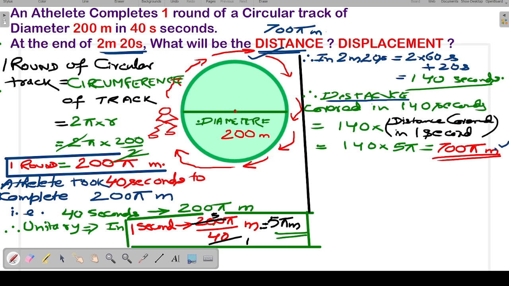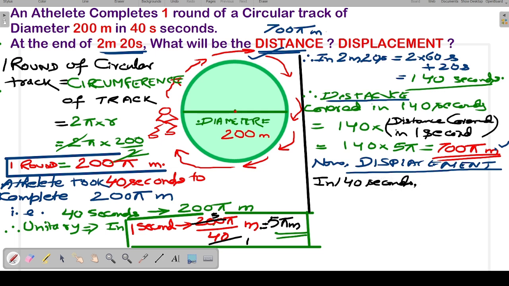So for the displacement, we know that displacement is the shortest distance between the starting point and the finishing point. If the athlete is starting from the leftmost point, which I have shown in the diagram, then what is the displacement of the athlete in 2 minutes and 20 seconds? Look at the first part of the question: in 40 seconds the athlete is completing one round.